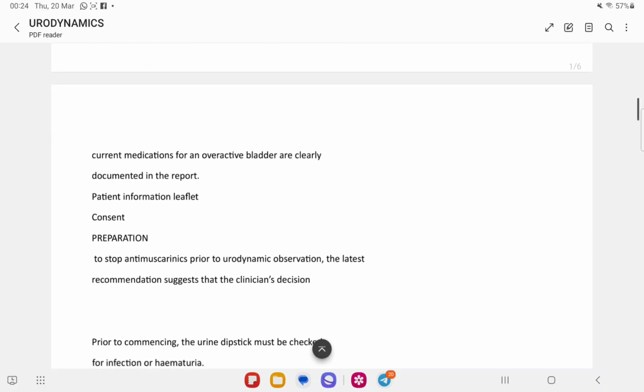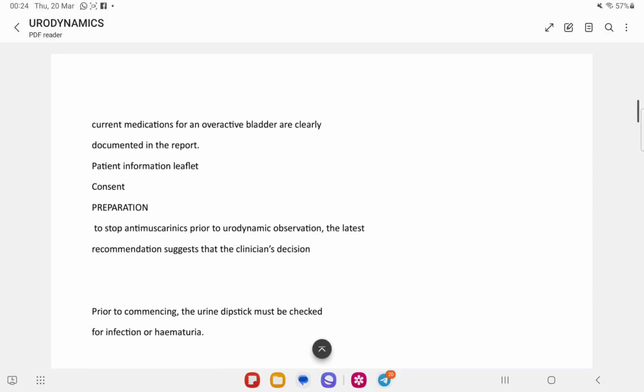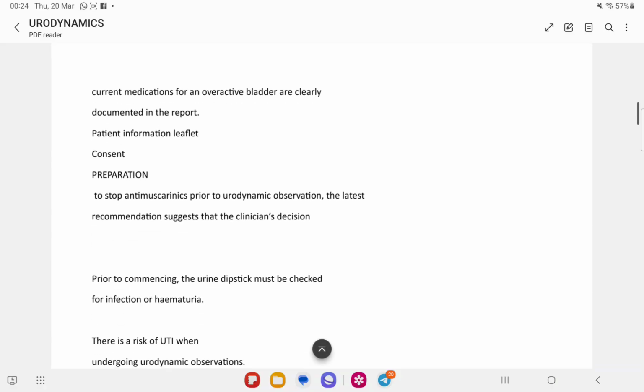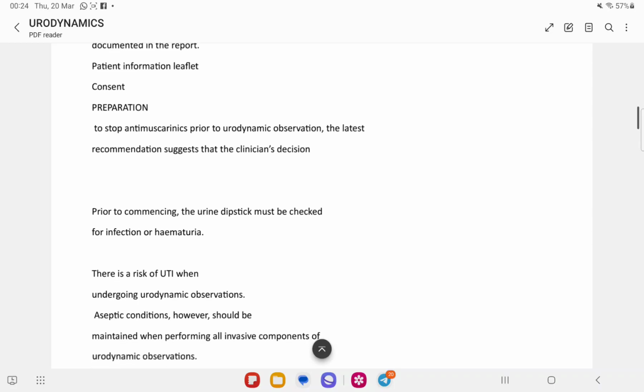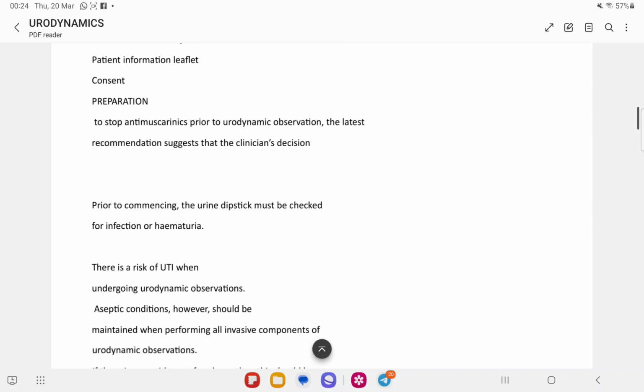You should also tell the patient that you will be providing a patient information leaflet for a better understanding of the procedure. There is a leaflet available at the International Continence Society site also. Now you have to stop the antimuscarinics prior to the urodynamics. Okay, this is the preparation of the patient.